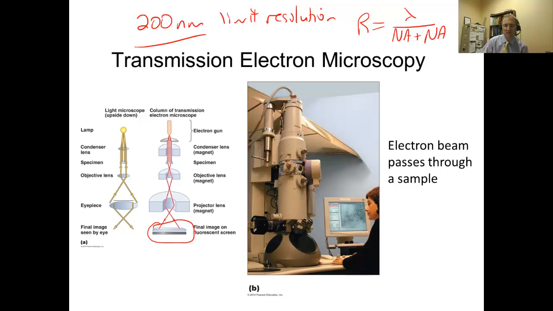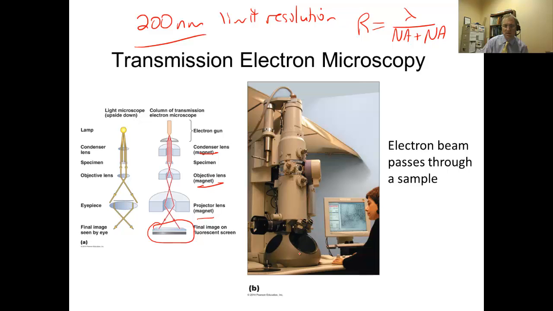Now, instead of using glass lenses, they use magnets. Magnets are able to bend beams of electrons, and the beams of electrons are bent and focused as they pass through the specimen until finally they hit the little fluorescent screen down here, and this person will use these little eyepieces in here to view the fluorescent screen that's down there.